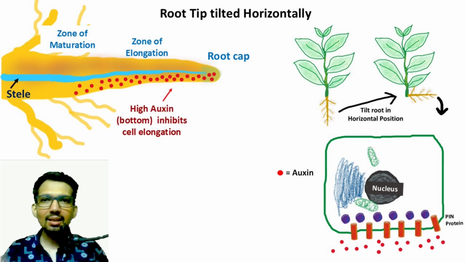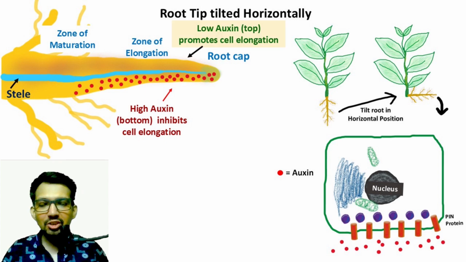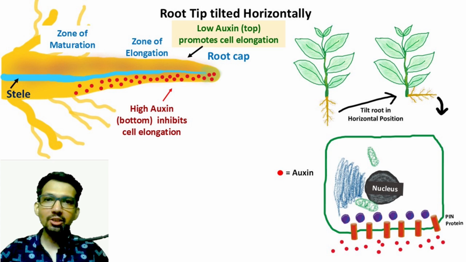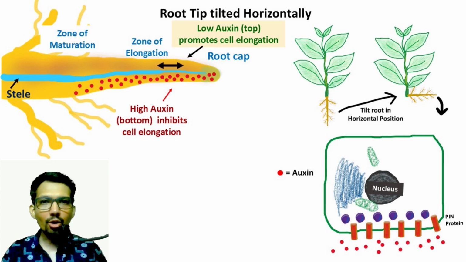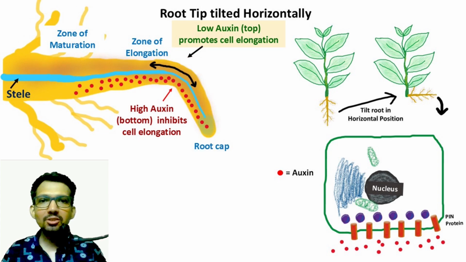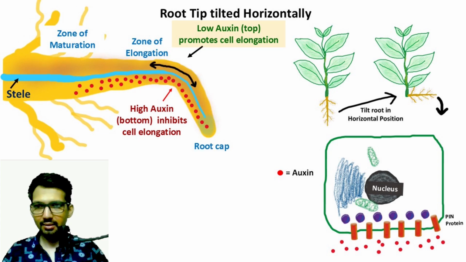As a result, cell elongation is inhibited in this region. In the top region, where the concentration of auxin is low, the cell elongation continues. So the bottom part does not show cell elongation, while the upper part demonstrates cell elongation. Because of this difference, the root tip bends towards gravity.